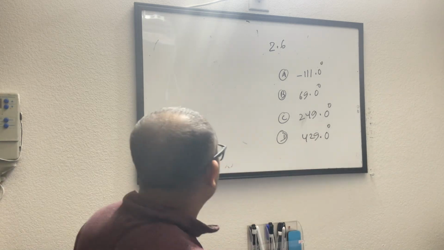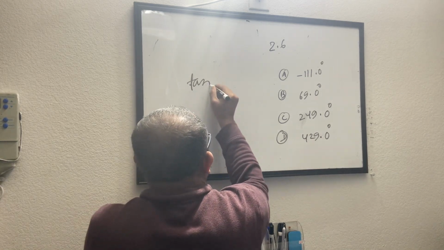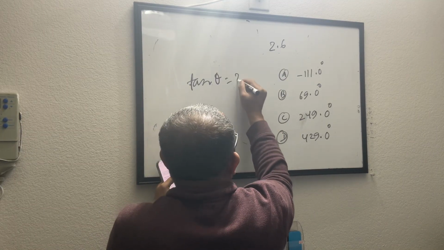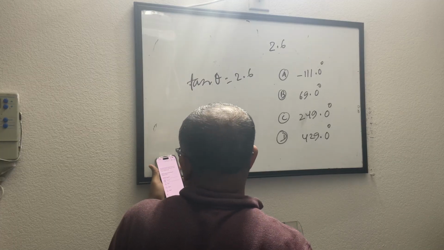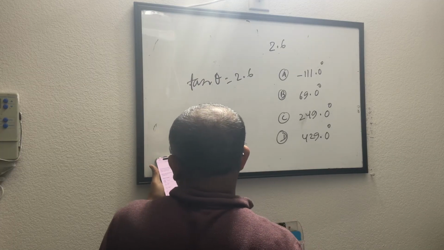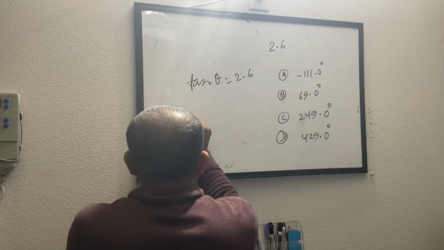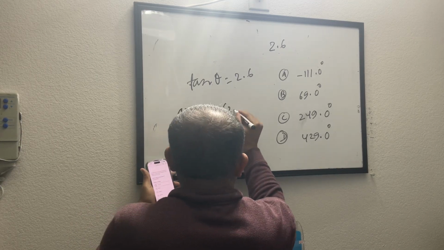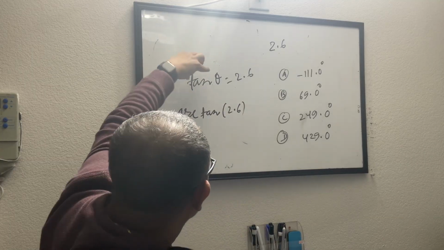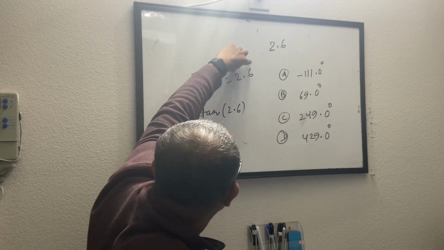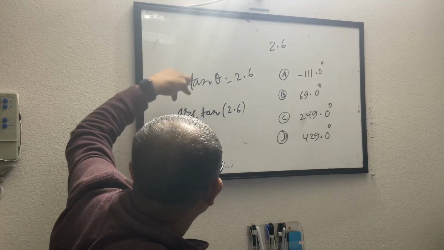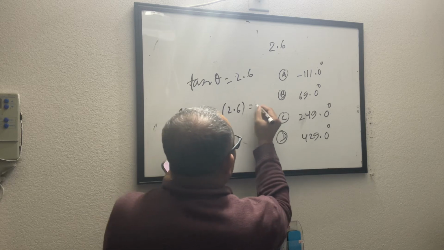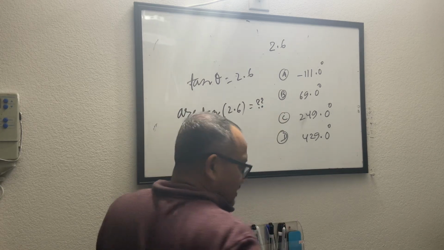Whose tangent is 2.6. Tangent of the angle, whatever it is, theta, is 2.6. Okay. It says which is the principal value of arctan 2.6. So it's like this: tan of theta will be 2.6. We have been asked to find out the angle. So that's why it says arctan of 2.6 is equal to what value of theta.